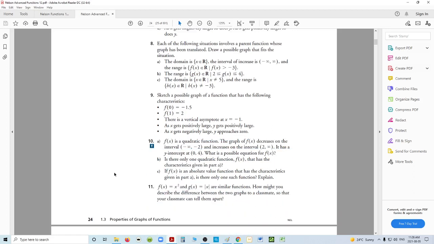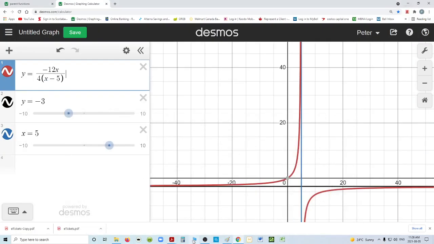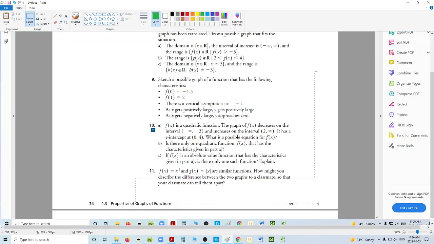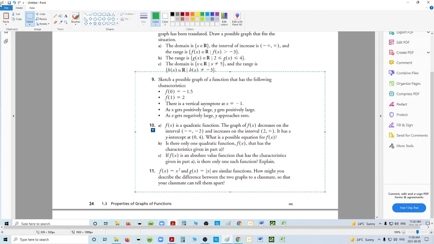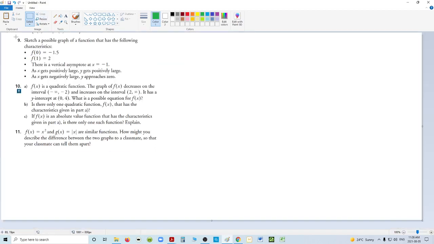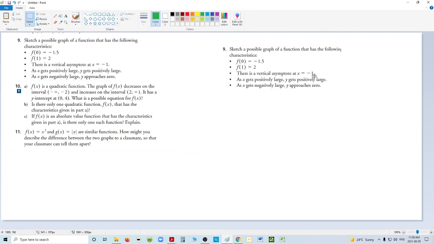Sketch a possible graph for the next two functions. And I don't know if I'm going to do these, but we'll try. And I don't like them because it's just kind of pointless.